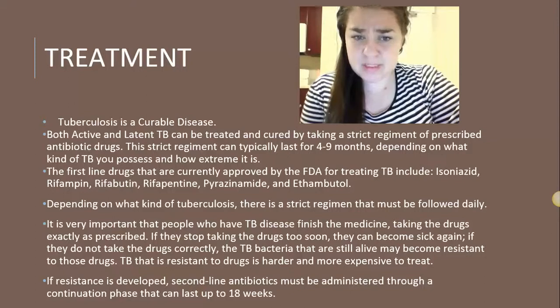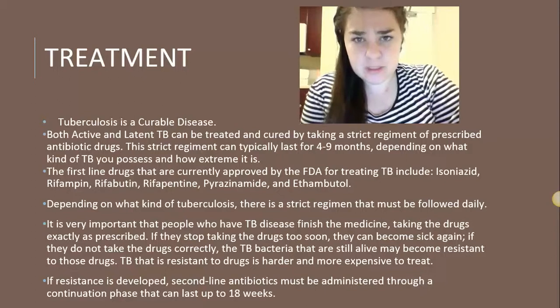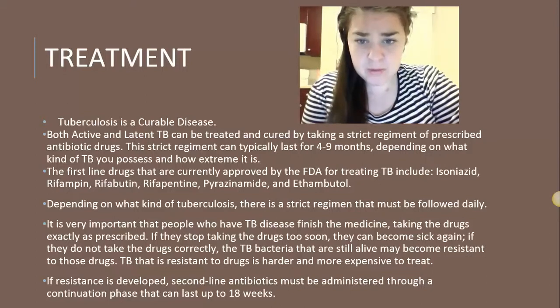Because latent tuberculosis is inactive, it is a much easier process to get rid of. Either way, there is a very strict regimen of antibiotic drugs that must be followed to cure tuberculosis. This strict regimen can last from 4 to 9 months. The first-line drugs that are currently approved by the FDA for treating TB include isoniazid, rifampicin, rifabutin, rifapentine, pyrazinamide, and ethambutol.